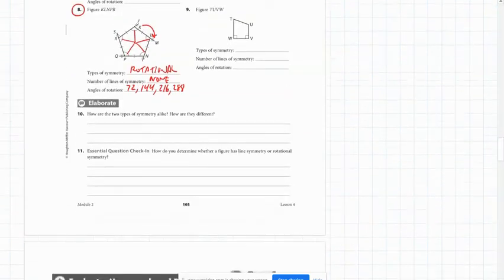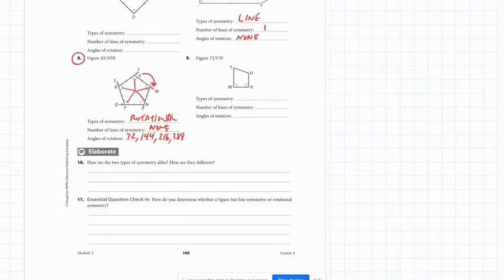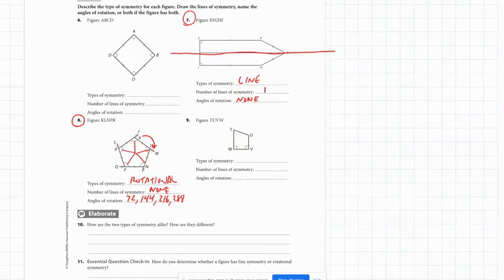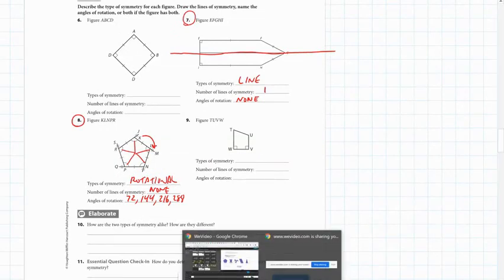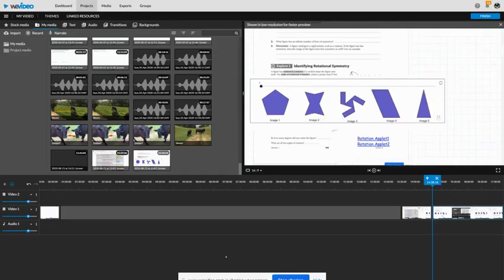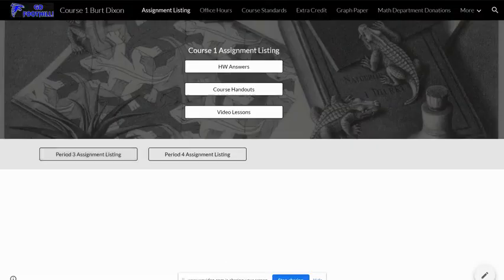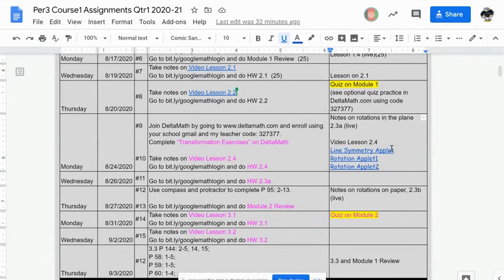All right, and that's it for today's lesson. So you can go back and watch any of this again if you need to. You can go back to those applets that are on my website here. Those 3 links to the applets will help you get a firm understanding of what the different types of symmetry are.